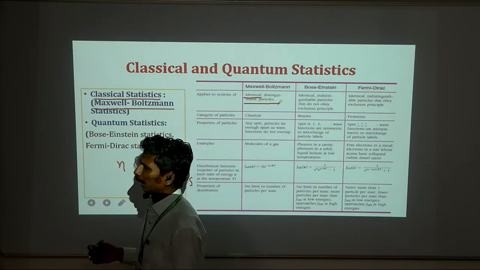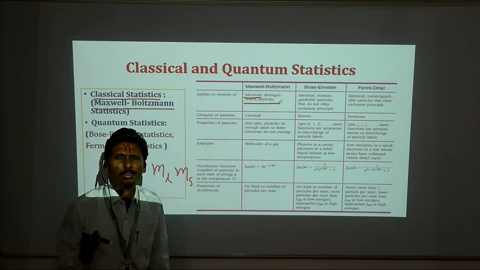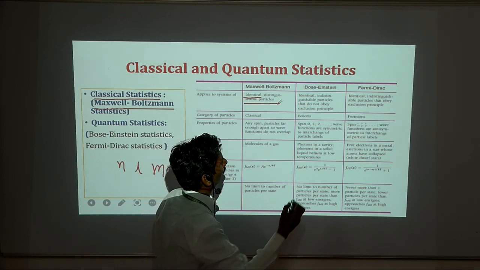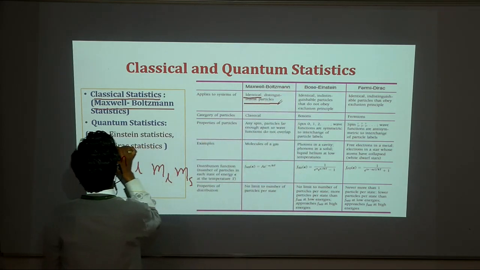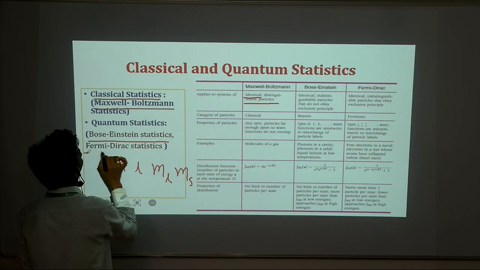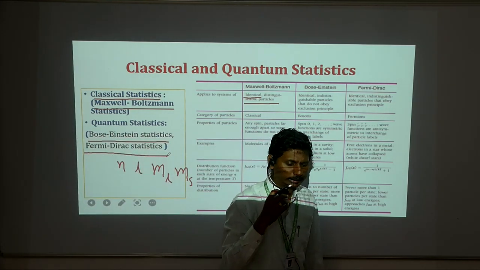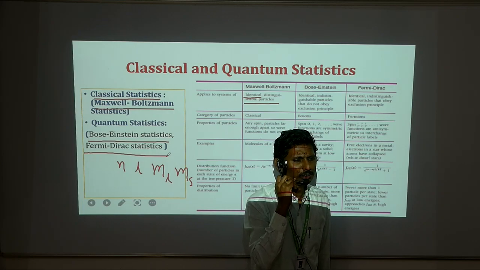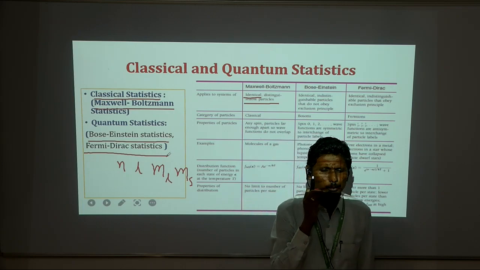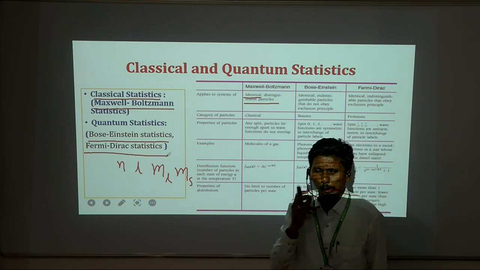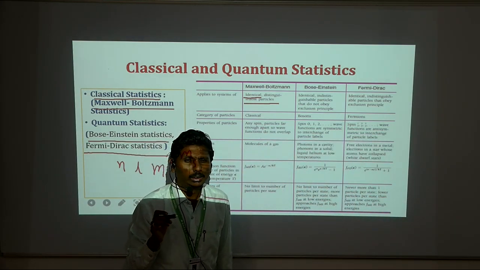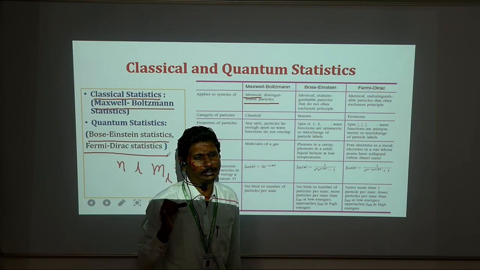While considering quantum statistics, there are two types. What are they? Bose-Einstein statistics and Fermi-Dirac statistics. First of all, in Bose-Einstein statistics, particles are identical and indistinguishable, but the consideration of spin is important.